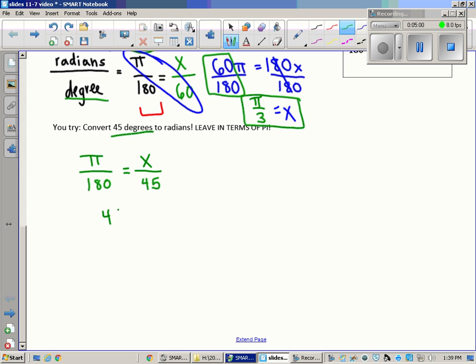We cross multiply and divide both sides by 180. Keep pi in there. We don't need to simplify it in our calculator, but we do need to calculate this 45 over 180. Again, we hit math enter in our calculator. This simplifies to pi over 4 equals x.